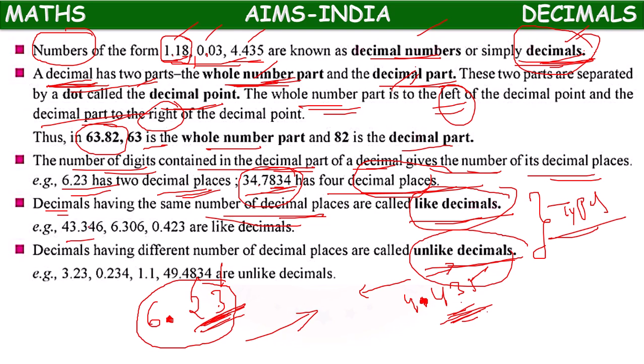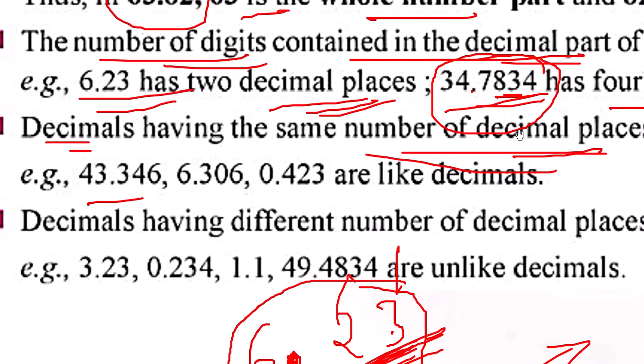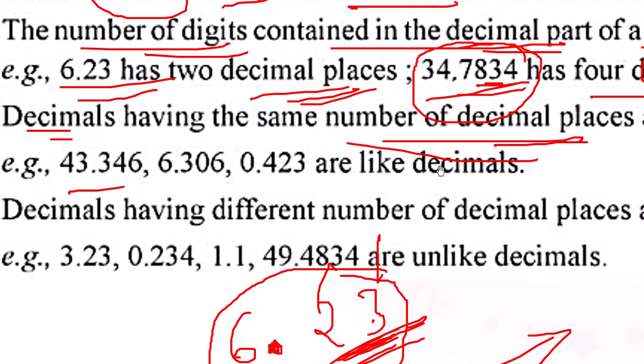If you observe 43.346, 66.306, 0.423, in these three decimal numbers we have three decimal places. In the first one, second one, third one, they are having the same number of decimal places. So they are called like decimals. The decimal part may be different, here 346, 306, 423, but the number of decimal places is the same, three. So they are called like decimals.